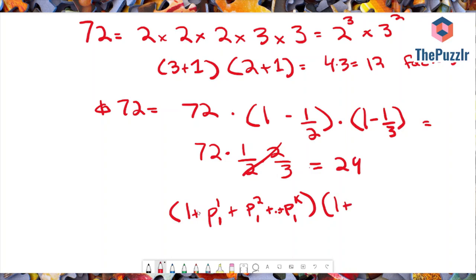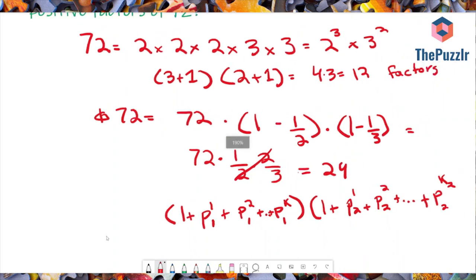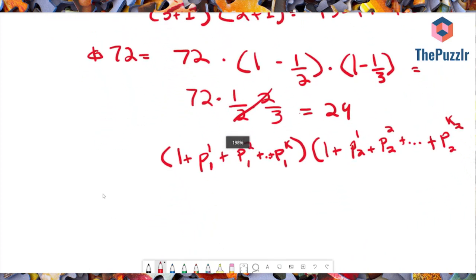So we have 1 plus p2 to the power of 1 plus p2 to the power of 2, all the way to p2 to the power of k2. Okay, so that's what you would keep on doing. So let's do that for 72.